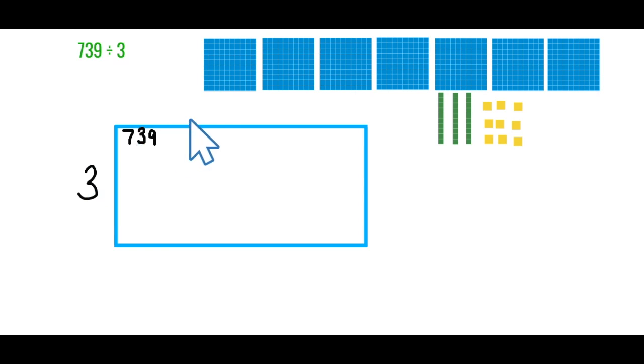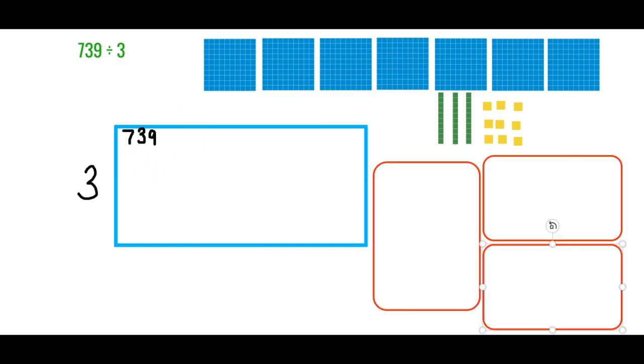So 3 times, we don't know what this is, 3 times something is going to give us 739. And that's what we're trying to figure out. So let's start with our hundreds. Okay, so 3 times how many hundreds will give me 700, because that's how many hundreds I have. 3 times what is going to give me 700 or close to 700.